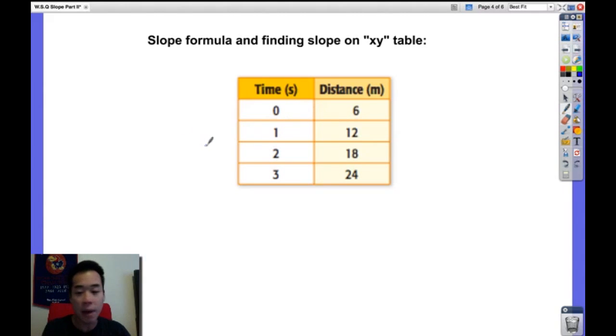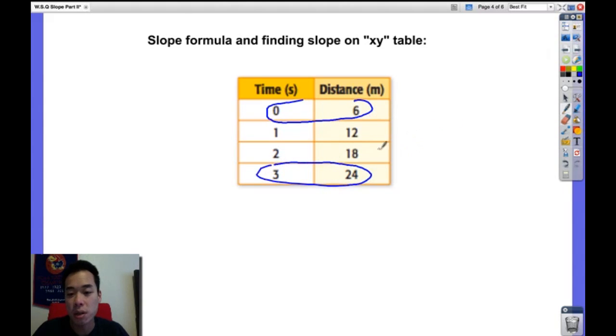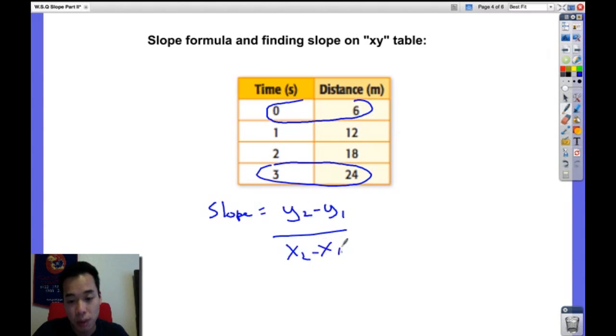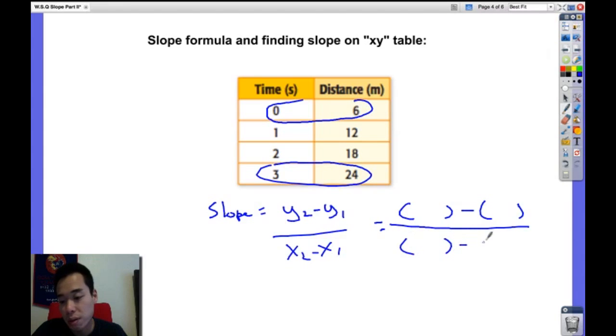It does not matter which one you can use. You can use this one, and you can use this one. You can use, obviously, the way I showed you with the change in y over change in x, but I'm going to go ahead and write slope is equal to y2 minus y1 over x2 minus x1, which is equal to, fill in the blanks, just setting up, getting used to using the formula.